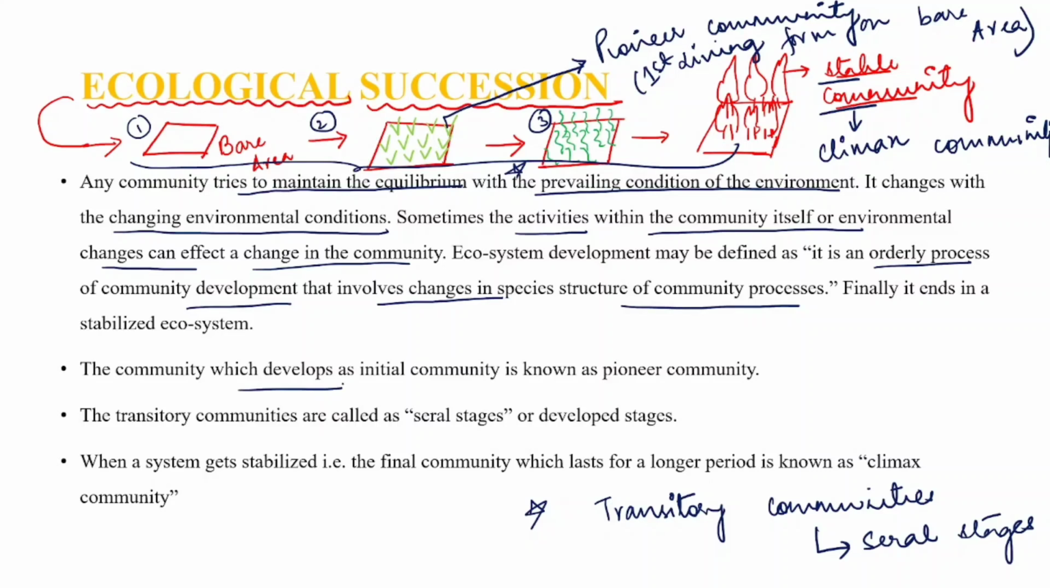The community which develops as the initial community is known as the pioneer community. Already I defined it. The transitory communities are called seral stages or developmental stages. When a system gets stabilized, when it gets proper stability, the final community which lasts for a longer period is known as the climax community. Clear? So that is ecological succession.